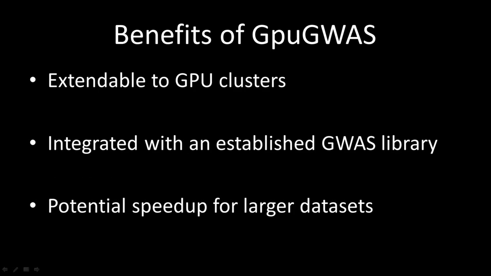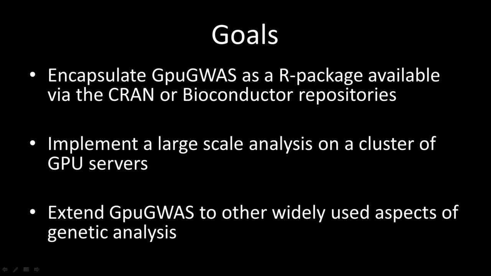In summary, GPU GWAS is extendable to GPU clusters. It is integrated with an established GWAS library, and it has a potential speed up for larger data sets. Future goals include to encapsulate GPU GWAS as an R package available via the CRAN or Bioconductor repositories, to implement a large-scale analysis on a cluster of GPU servers, and to extend GPU GWAS to other widely used aspects of genetic analysis.